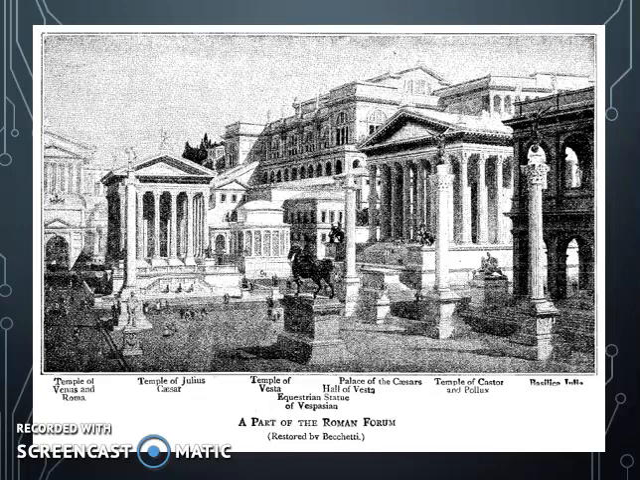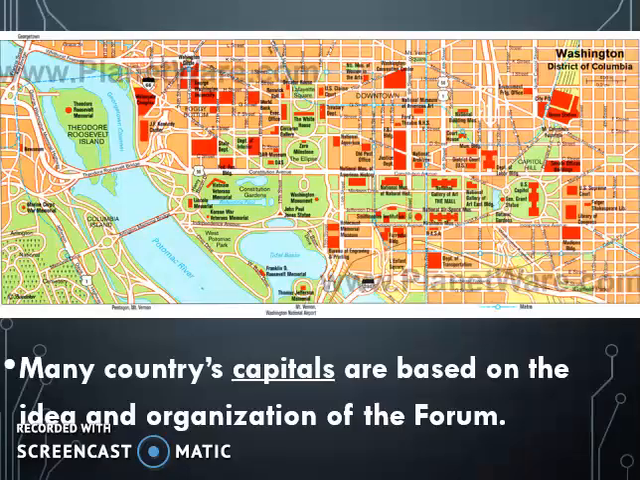So this is an example of a forum. You see some of the buildings here. We have some temples, and we also have some government buildings, all again in the center of the city. Many countries' capitals are based on the idea and organization of the forum.